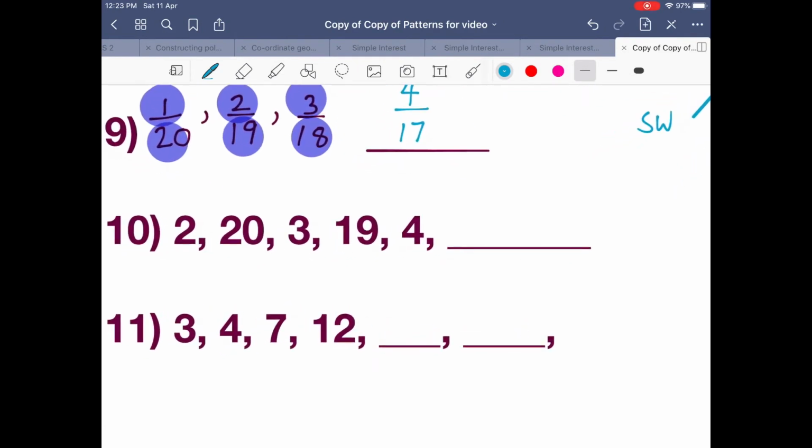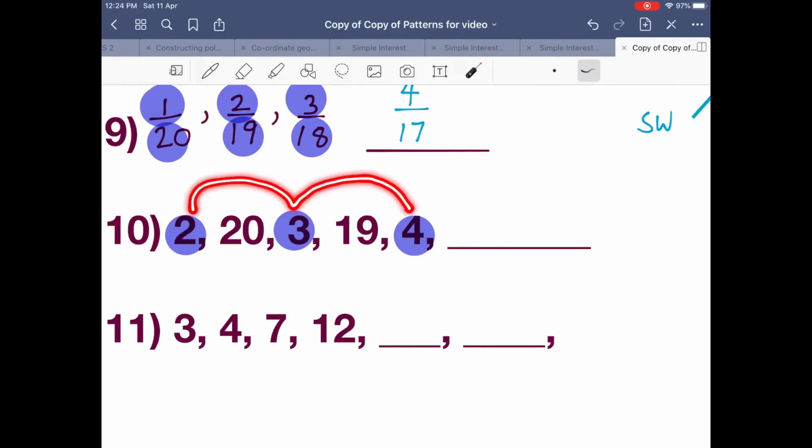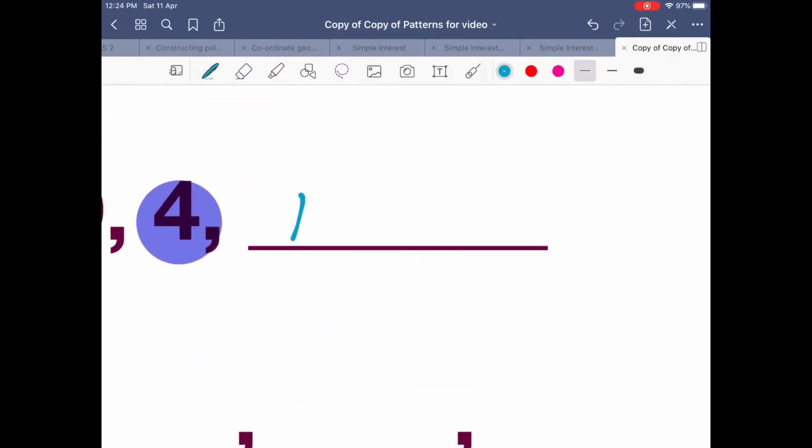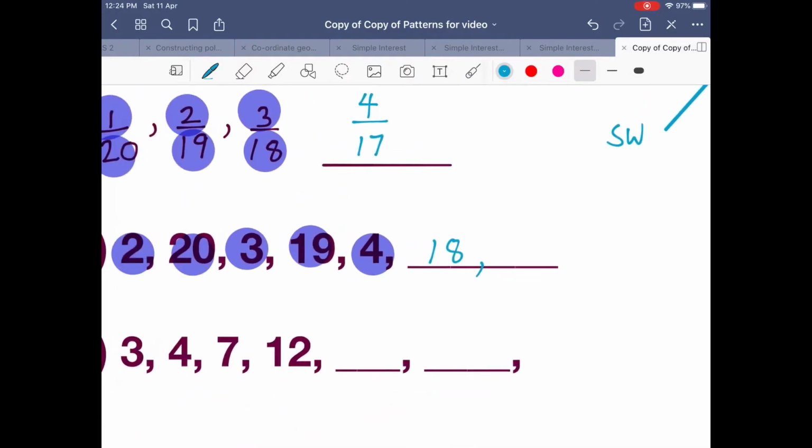So number 10, this is a mixed pattern. We are seeing 2, 3, 4. So this pattern here is increasing by 1, and we are seeing 20, 19. So we are seeing that this pattern here is decreasing by 1. So 19 take away 1 is 18, and after 18 we will have 4 plus 1 is 5.